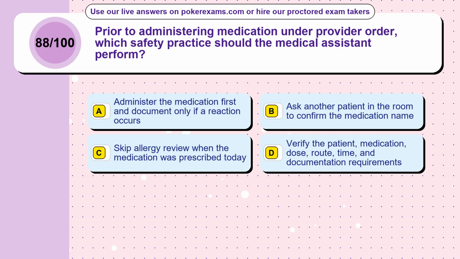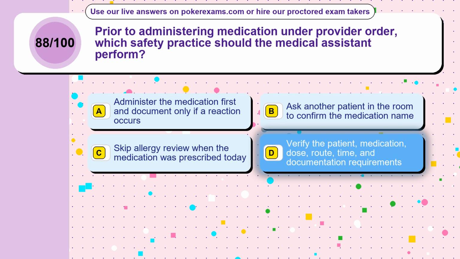Option B. Ask another patient in the room to confirm the medication name. Option C. Skip allergy review when the medication was prescribed today. Option D. Verify the patient, medication, dose, route, time, and documentation requirements. The correct answer is option D. Verify the patient, medication, dose, route, time, and documentation requirements.